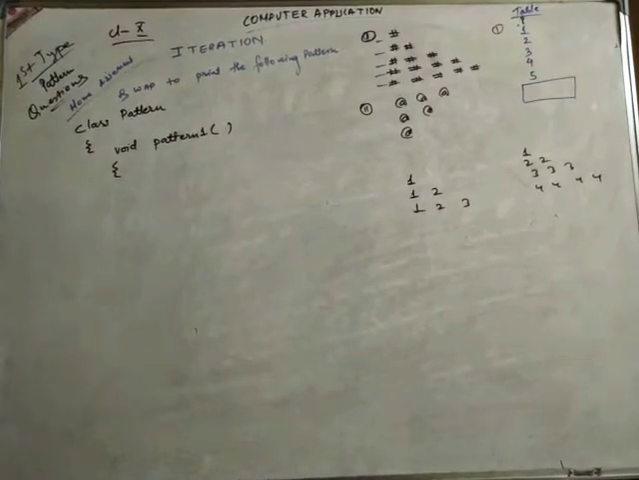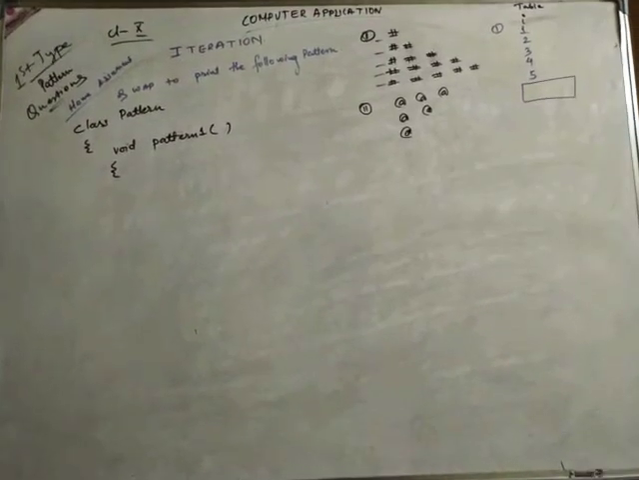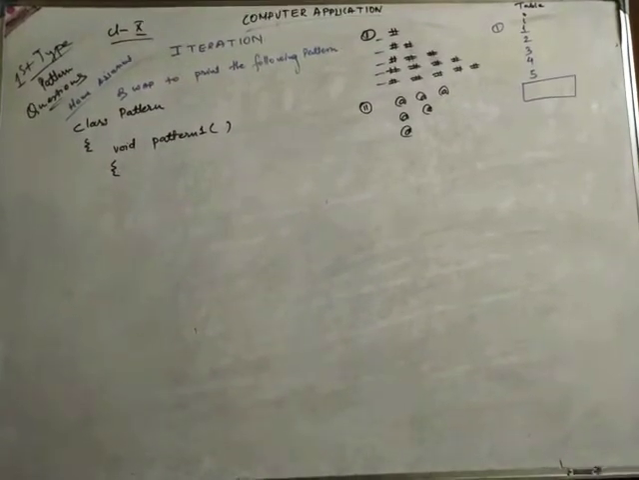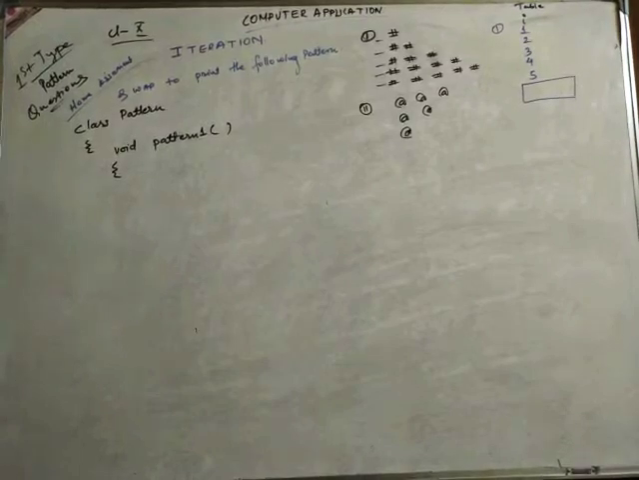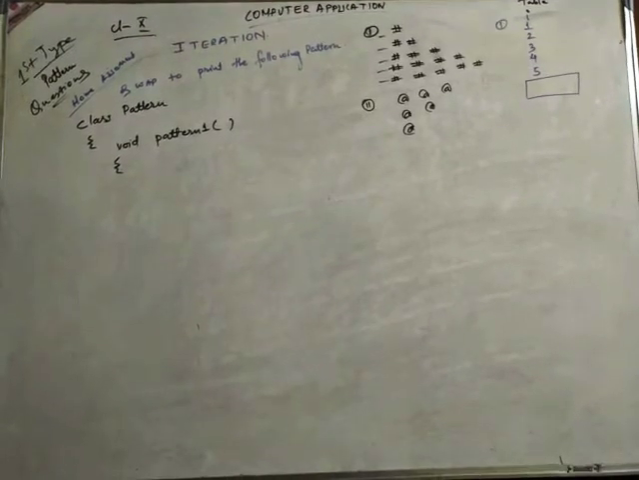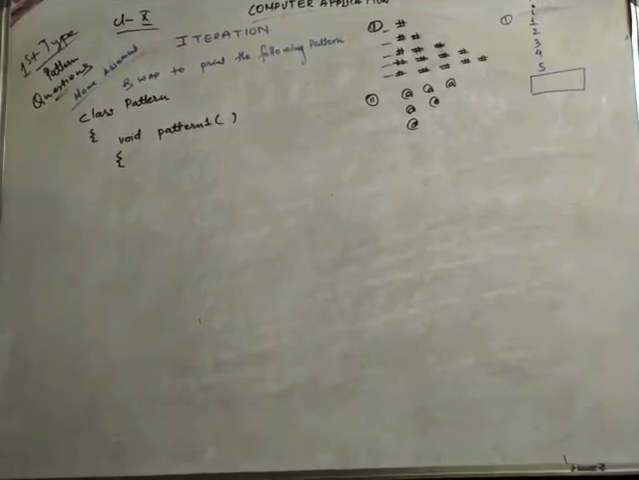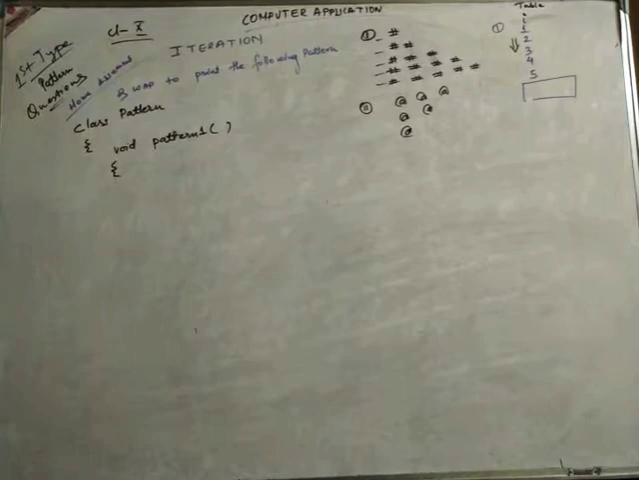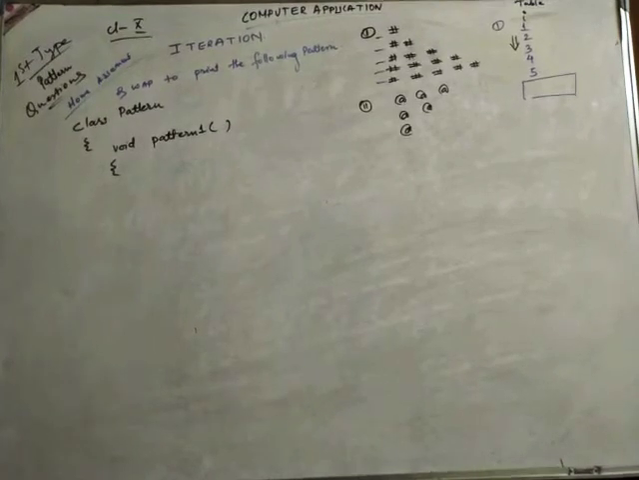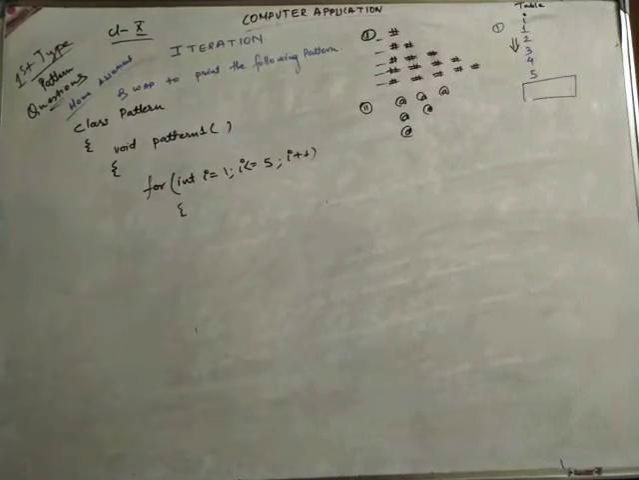After that we start with the table. In the table the values of I are 1 2 3 4 5. The number of lines is 5, so from 1 to 5 is written, and based on this I'll make the I loop. What is the loop? The for loop will be: for int i equals 1, i less than or equal to 5, i plus plus. We make the I loop from top to down. Clear?